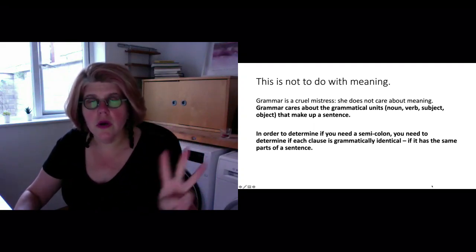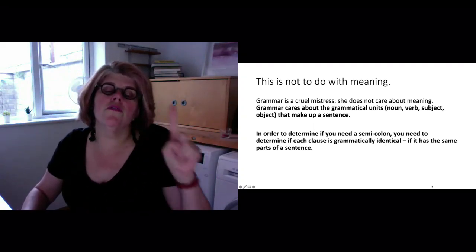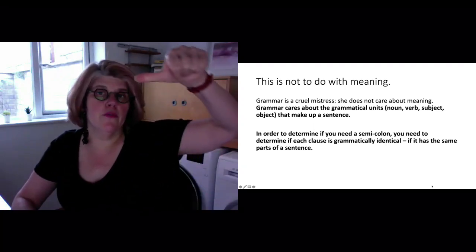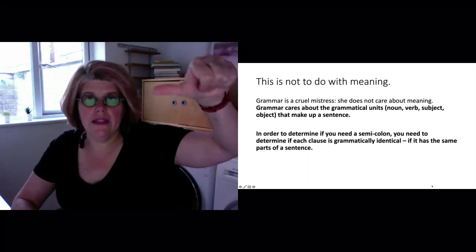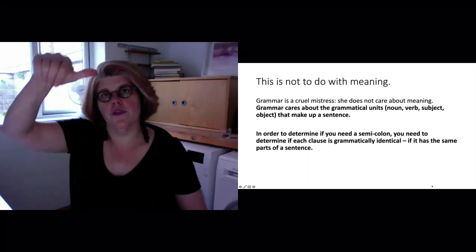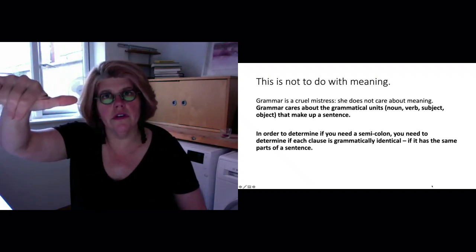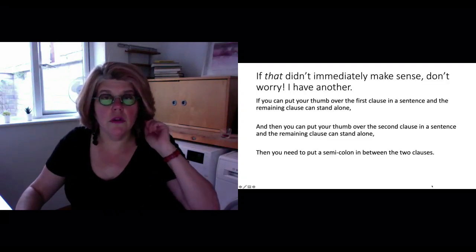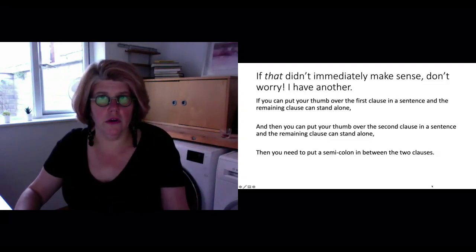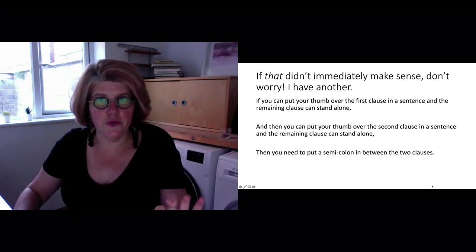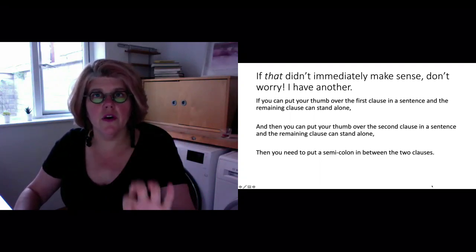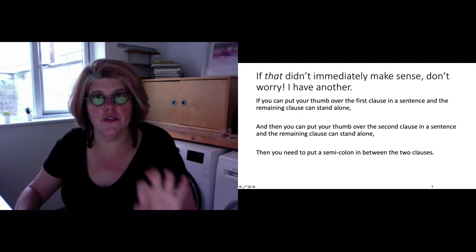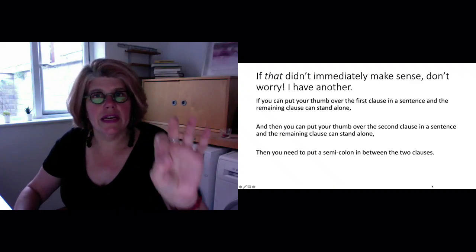If that doesn't work for you, you can remember a literal rule of thumb. If you have a sentence with two or more clauses, you can put your thumb over the first clause, and the second clause can stand alone. You put your thumb over the second clause, and the first clause can stand alone. You need a semicolon in between them. A semicolon connects two main clauses. A semicolon connects two clauses that are alike. A semicolon connects two clauses where you can put your thumb over each of those clauses, and the one that remains can stand alone.